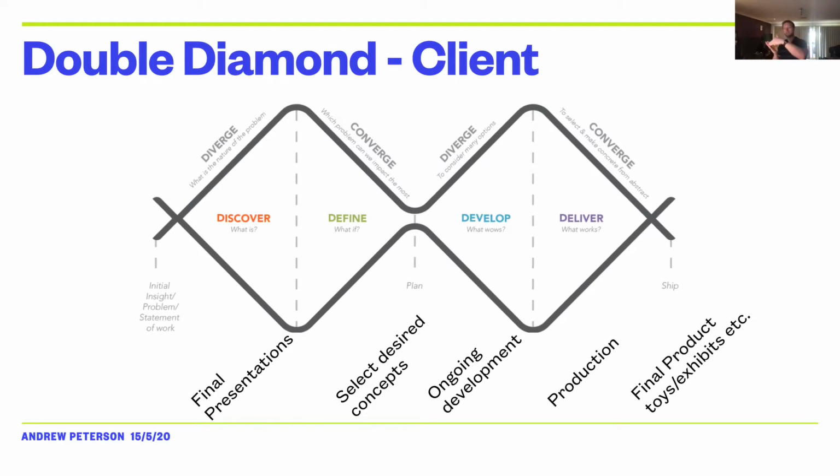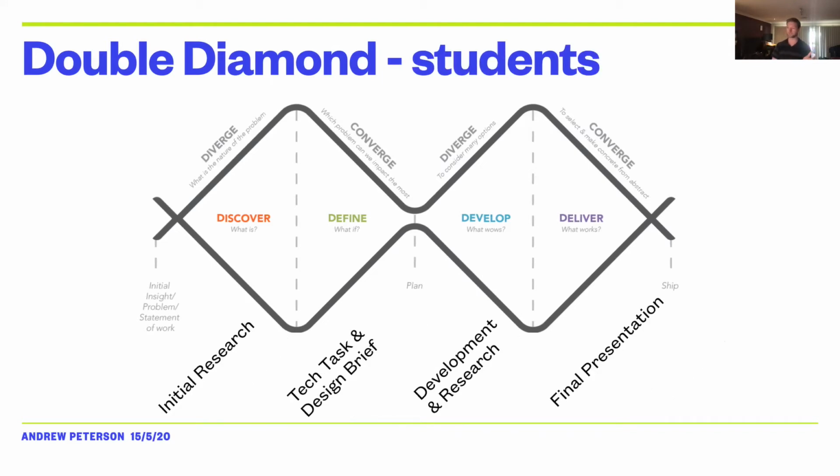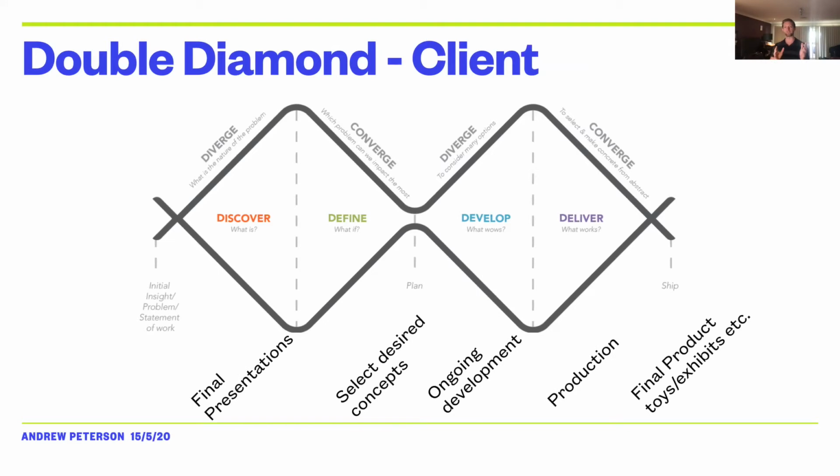Then they'll come down and work out, okay, we like this concept and we want to develop that one further. And then you get into the second diamond of further ongoing development, where you refine a lot more things, you get engineers and other people involved, and then you converge that down into your production, where they might end up with a toy, and that might be 2 years down the track. And so hopefully that gives a bit of a visual reference as to how we as the students and the client perceive the process.